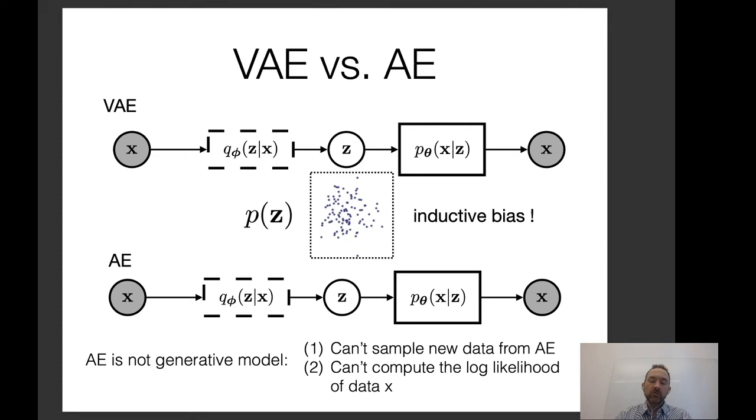Another reason why we would want this, for example, is that the regular autoencoder is not a generative model. So if we just use an autoencoder, we're not able to sample new data from it because we have no way of sampling from the Z. And we also can't calculate the log likelihood of data. On the other hand, with the VAE, we have a very simple sampling process where we sample a latent variable from the prior, and then we sample an output according to this generator function here.